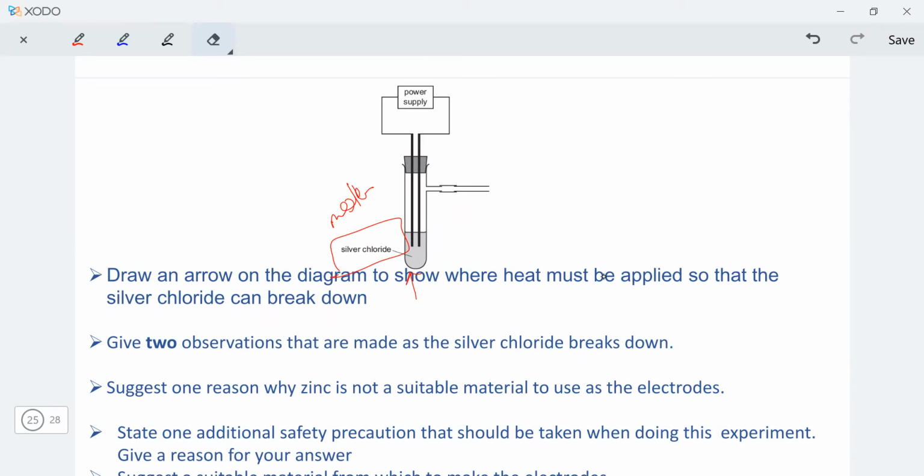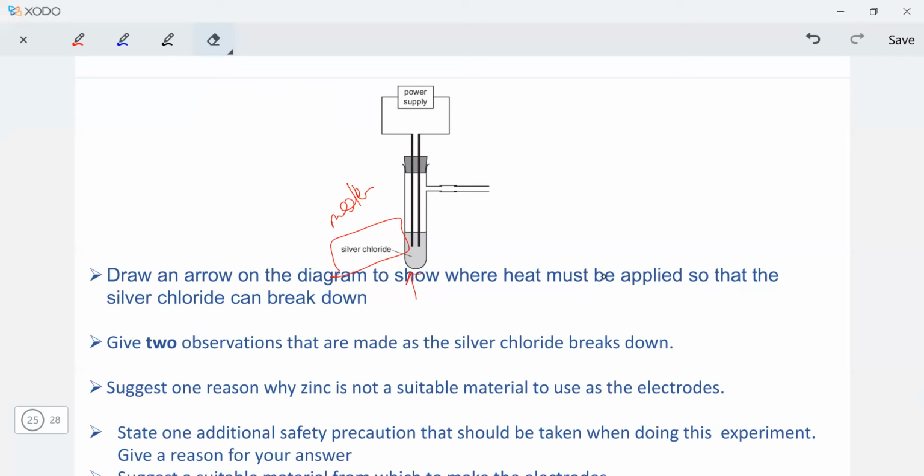Observations here. Like in any electrolysis, I do have silver and I have chloride. Silver ions will turn into silver atoms, and the observation here is that I have a gray silver deposit. The other observation is that chloride will turn into a green gas, so I do have green gas bubbles. Just one reason why zinc is not suitable to use as an electrode: because zinc is highly reactive, okay? Because zinc is not inert, it is reactive.